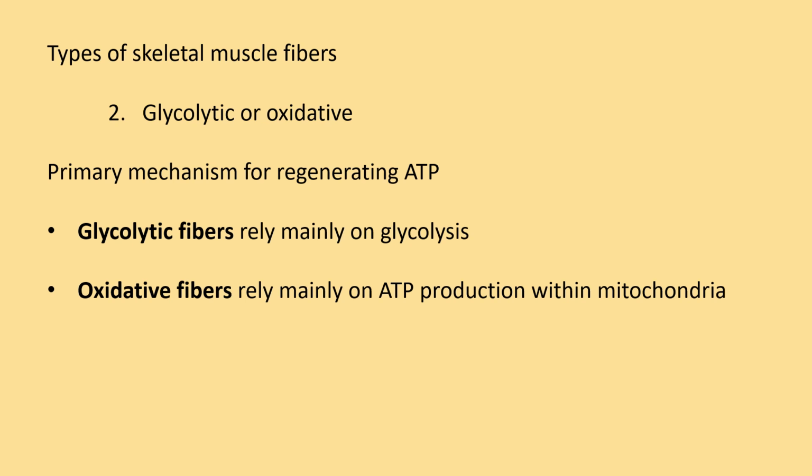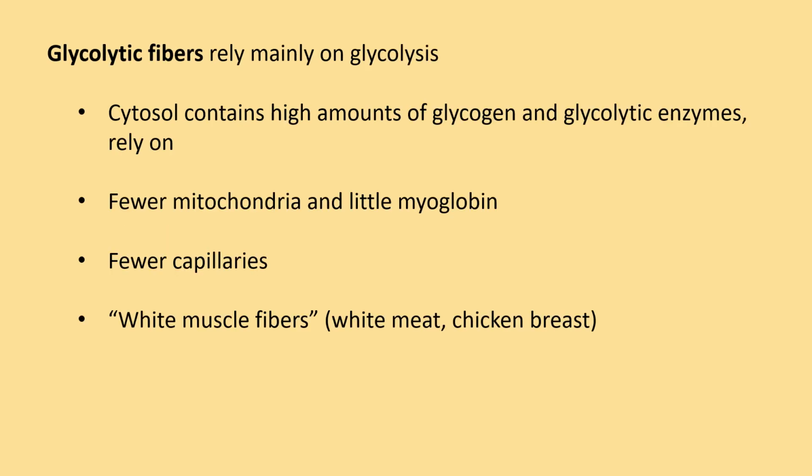Oxidative fibers produce ATP mostly through oxidative phosphorylation. So they will have a lot of myoglobin because myoglobin temporarily stores oxygen, and they will have more mitochondria because oxidative phosphorylation occurs inside mitochondria.